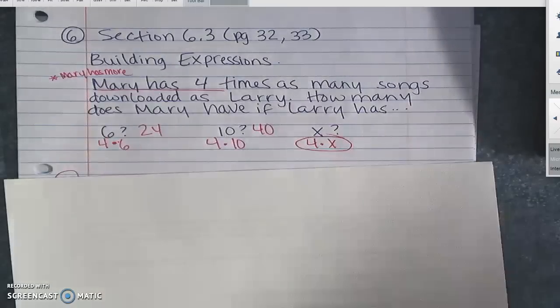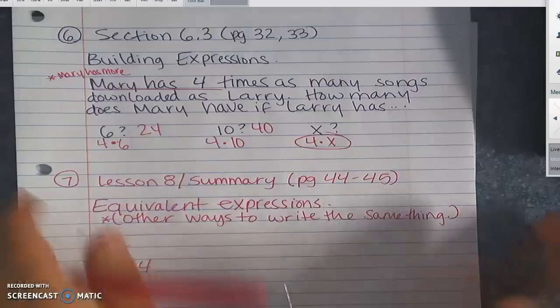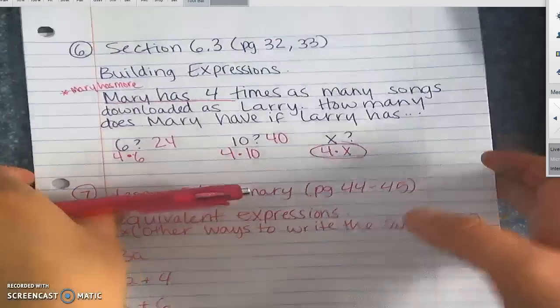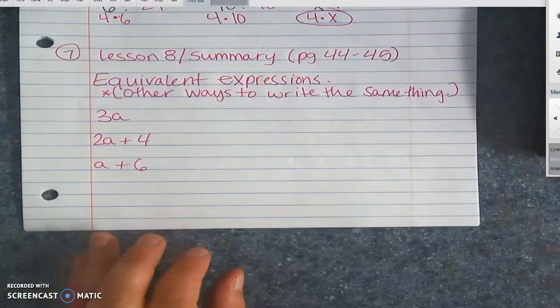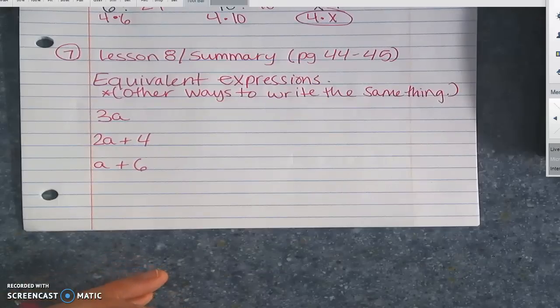All right, very last part. This comes from Lesson 8, the Lesson 8 summary, pages 44 and 45. This is equivalent expressions, which are other ways to write the same thing.